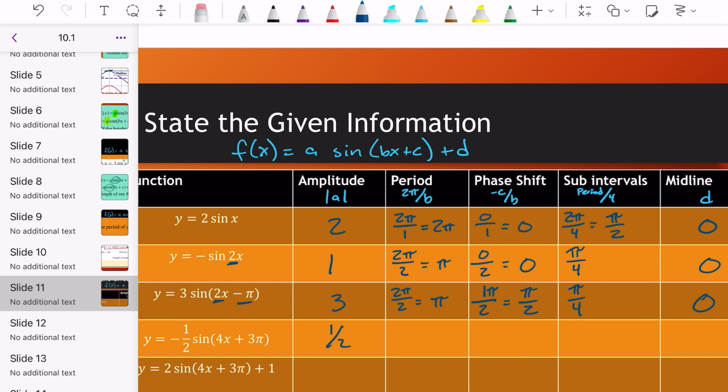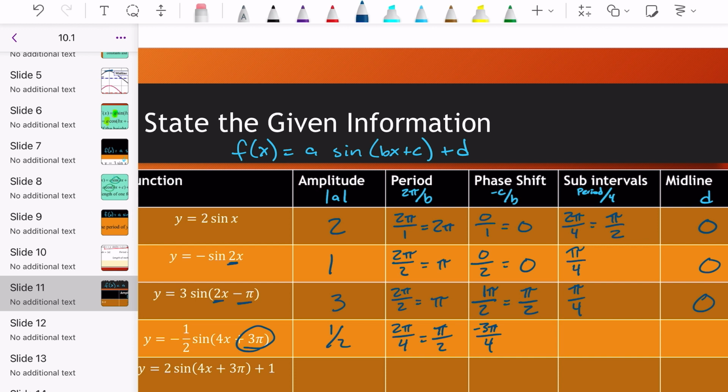Our period is 2 pi over b, which is 4. In this case, pi over 2. We're going to grab our negative c. So in this case, negative 3 pi over b, which in this case is 4. In this case, we can't simplify, so it stays just as it is.